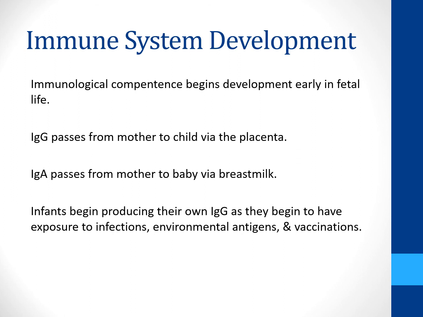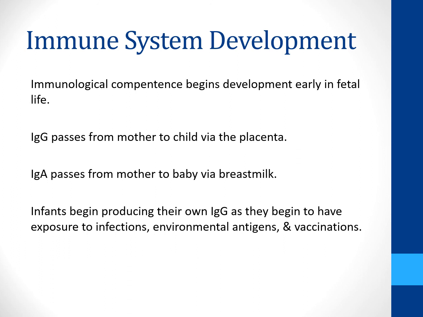Our immune system development begins very early in fetal development. About the third month of fetal development is when we start to create our own immune system. IgG antibodies pass through the placenta, and then after birth, IgA antibodies pass from the mother via breast milk. So breastfeeding is, I'll put my little plug in for breastfeeding, very helpful and effective in helping newborns fight off disease. And then infants begin to produce their own IgG antibodies as they begin to be exposed to different infections, environmental antigens, and as they start to get vaccinated.